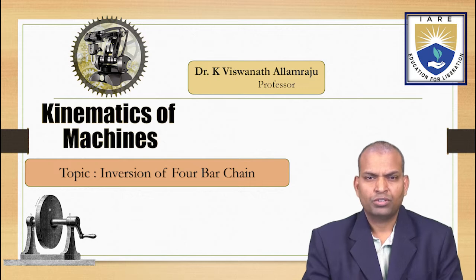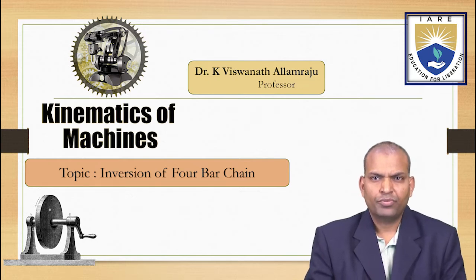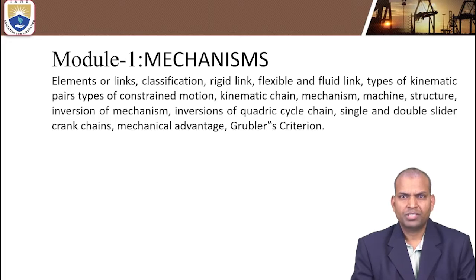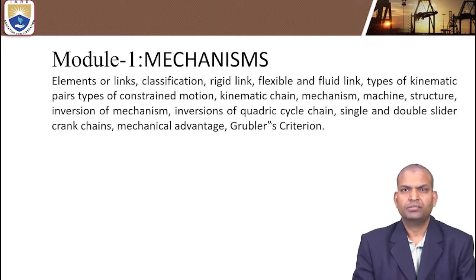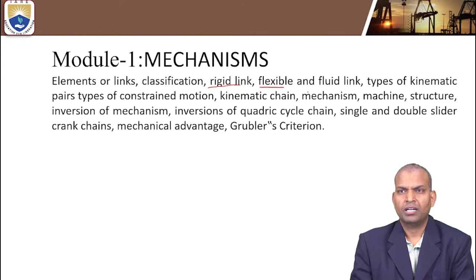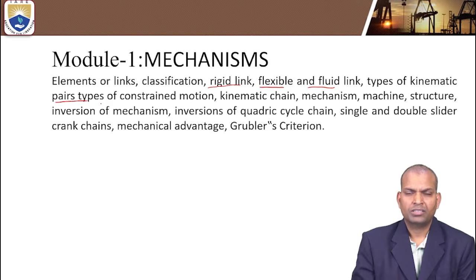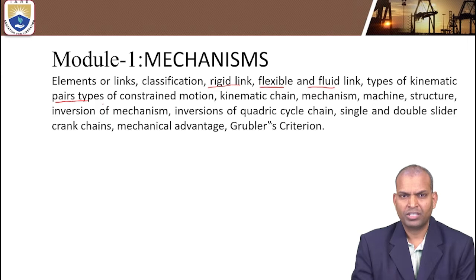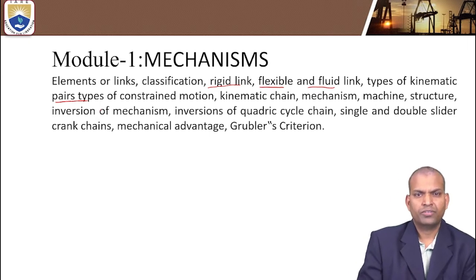In this session, we are going to study inversion of 4-bar chain mechanism. So far, we covered elements of links, classification, and what are the kinematic pairs, what is rigid link, what is flexible link, and fluid link, types of kinematic pairs, types of constrained motions. Under types of kinematic pairs, there are different types based on nature of constraint, nature of contact, nature of mechanical constraint, and nature of relative motion.